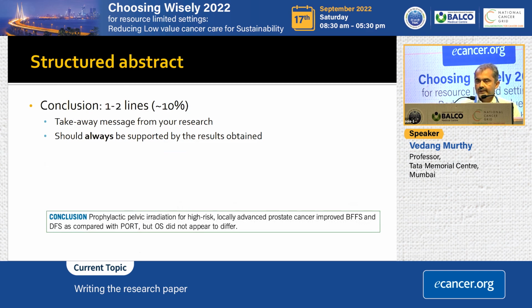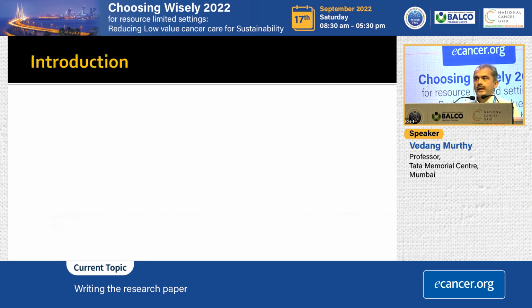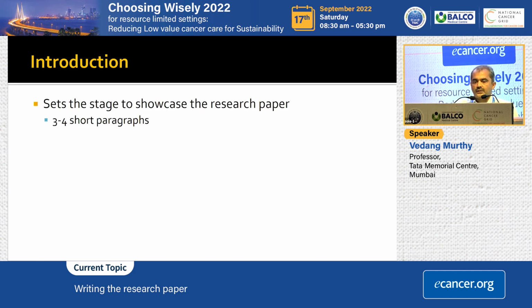Okay, so we've done the abstract, and as I said, it is best that the abstract is done at the end of getting the whole manuscript, because you have everything else in place. Let's come to the introduction. I ask my resident students generally to keep the introduction to 3 or maximum 4 short paragraphs. It sets the stage for what you're trying to showcase.